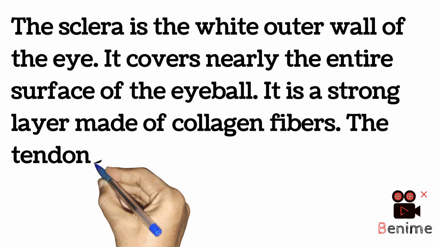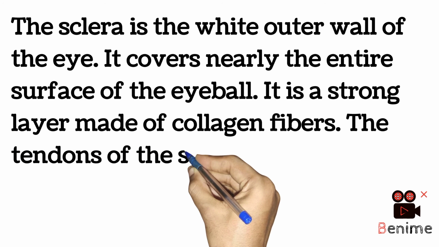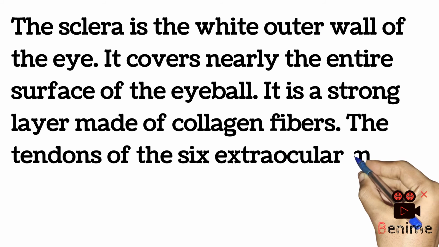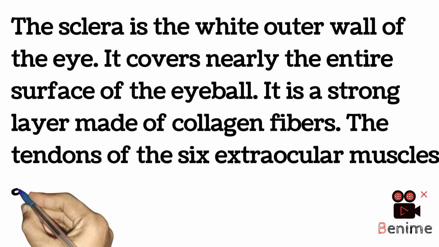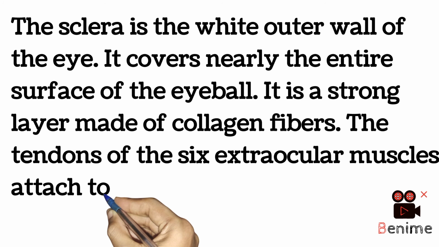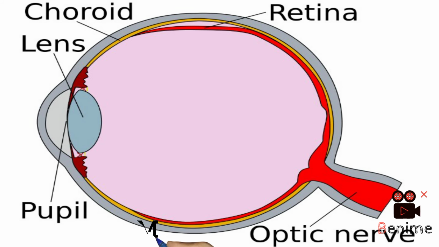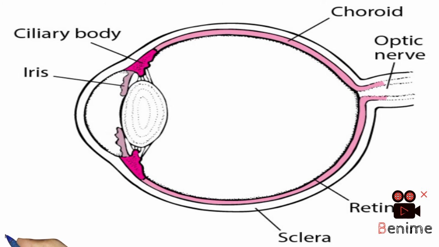The next layer, the middle vascular coat or the uveal tissue, is made up of the iris, ciliary body, and choroid. The majority of this tissue is contributed by the choroid, while the iris and ciliary body constitute about 1/5 of the middle, vascular or nutritive tissue of the eye.